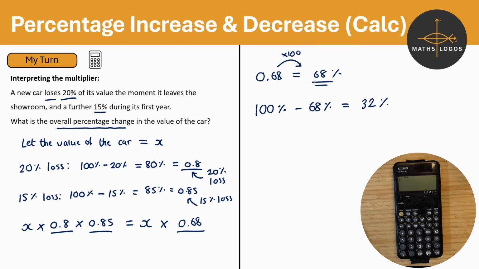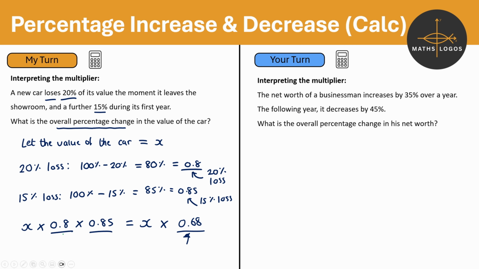Now, what that means is I've lost 32% to get me down to 68%. What is the overall percentage change in the value of the car? The answer to that is a 32% decrease. How did we get that? Well, we did our 20% decrease, our 15% decrease. We said that was equivalent to a multiplier of 0.68, which is 68%. That means that 68% is what remains. And we just wanted to work out what we lost from 100 to get down to this. We lost 32%. It's a 32% decrease. Give this question a go and then we'll run through it together.